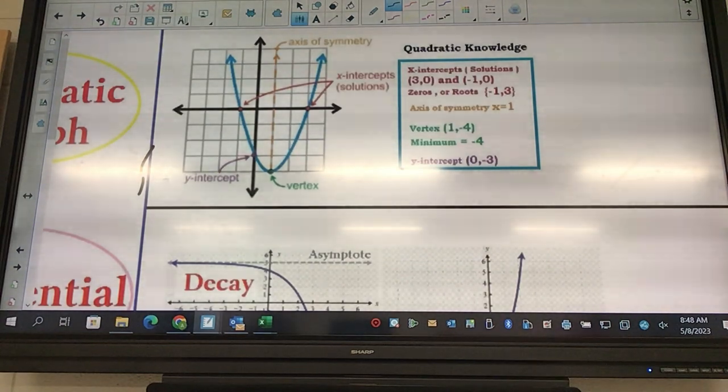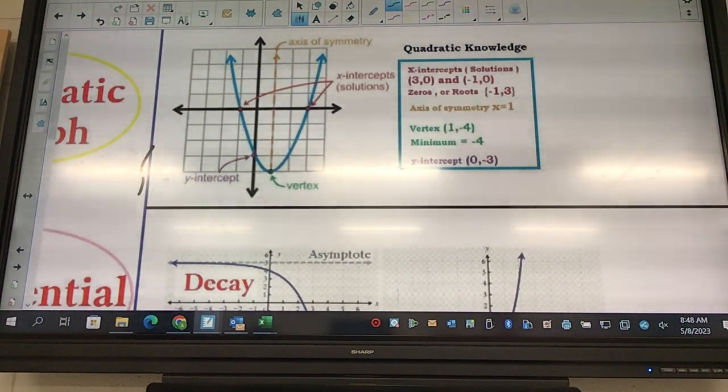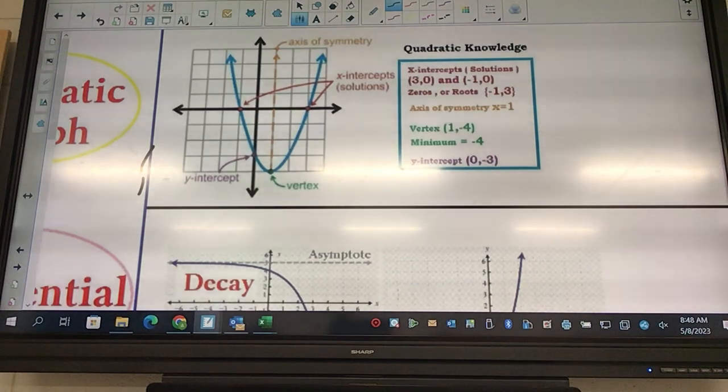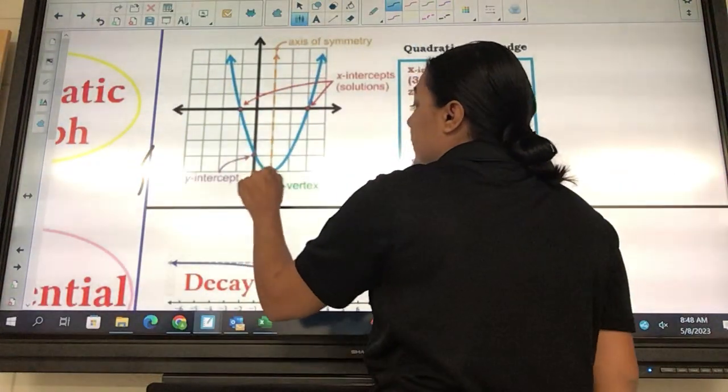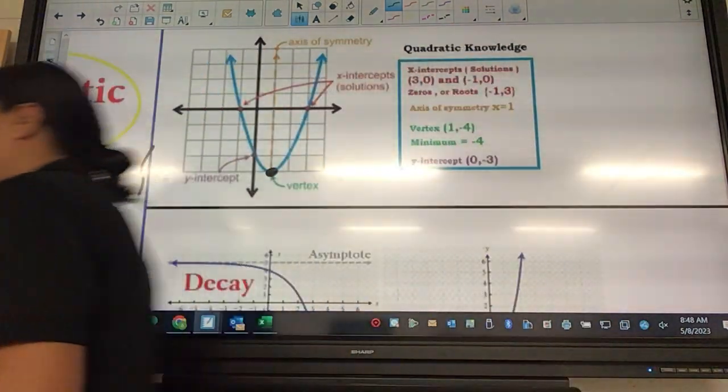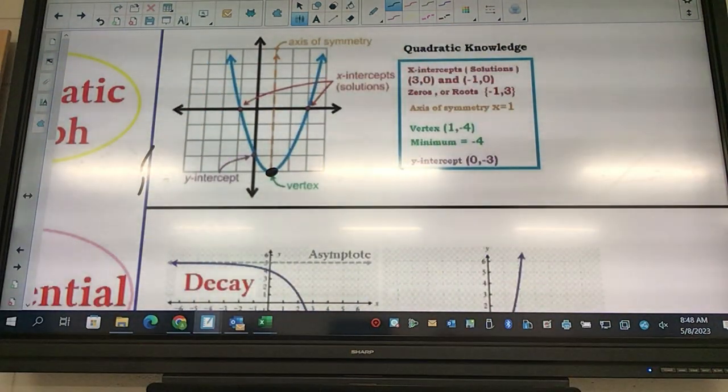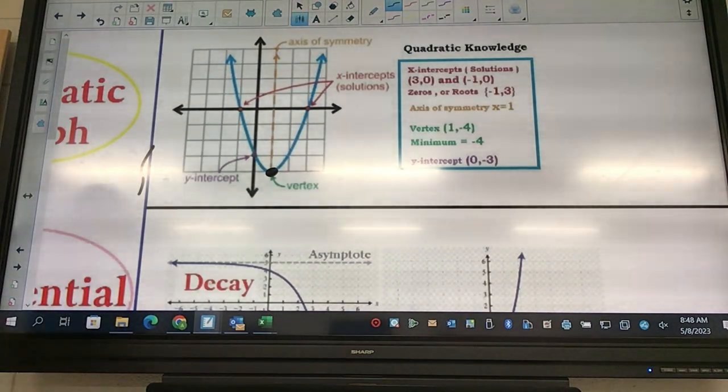Okay, so those are the four main shapes. The one point that we are absolutely going to be focusing on today is the vertex. The vertex is the first point you're going to be making today.